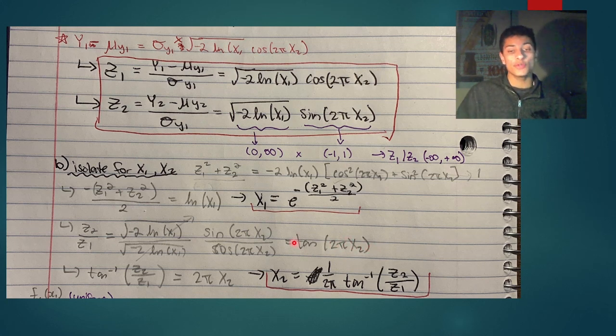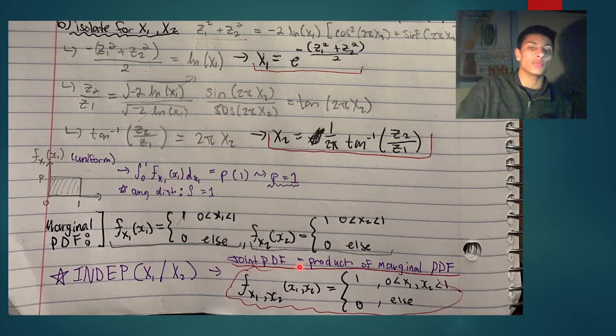Now to isolate for x2, all we have to do is take tan inverse of both sides. So we have 2 pi x2 is equal to tan inverse of z2 over z1, and by dividing both sides by 2 pi, we're able to isolate for x2 as well.